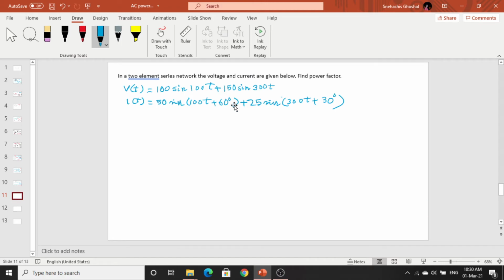Next problem. See the problem statement. In a 2-element series network, voltage and current waves are given. See, the voltage wave and current wave contain harmonics. It is asked to estimate the power factor. Okay, let's proceed with it. See, VR will be what?